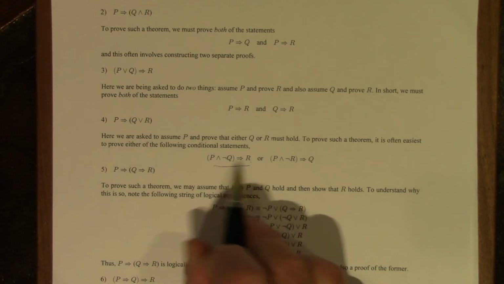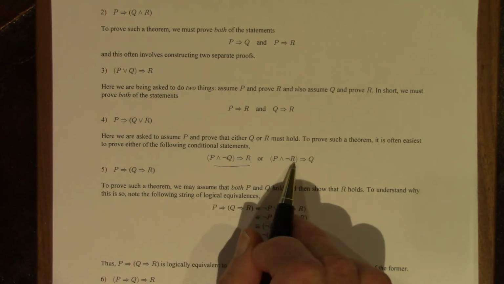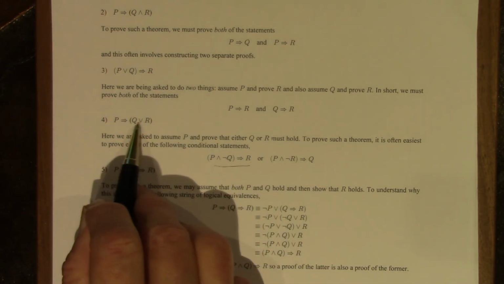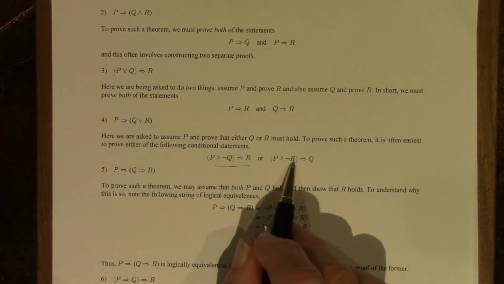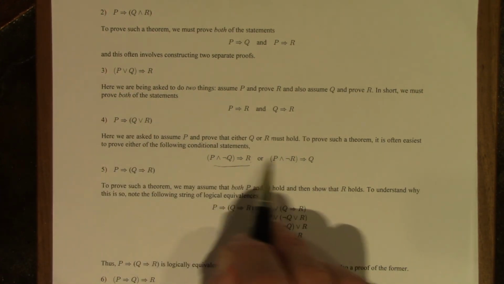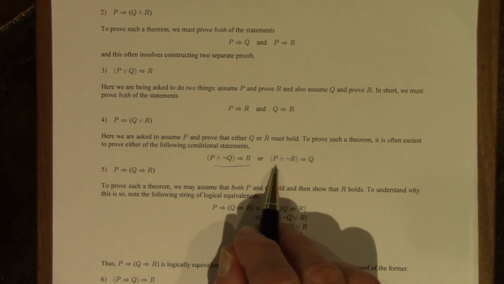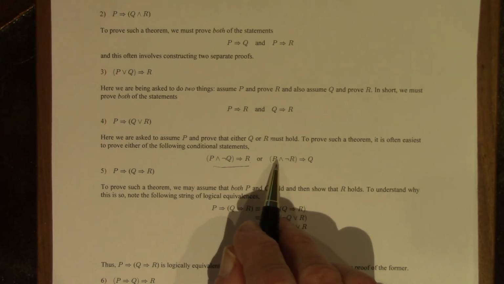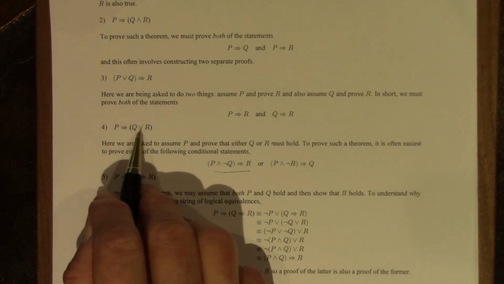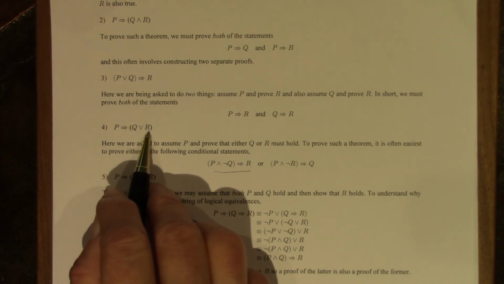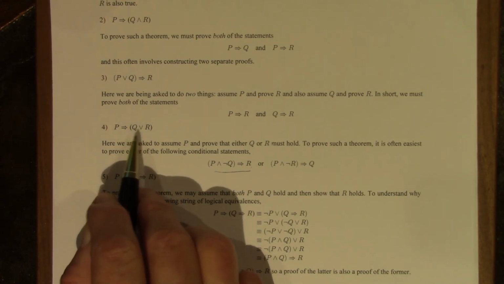This is the same as this, but the roles of Q and R are reversed. There's a symmetry here between Q and R. Sometimes proving one of these two will be simpler than proving the other. Which one, who knows? It just depends on the situation. But the idea is to assume P and assume that one of these fails and show that the other one then must hold.